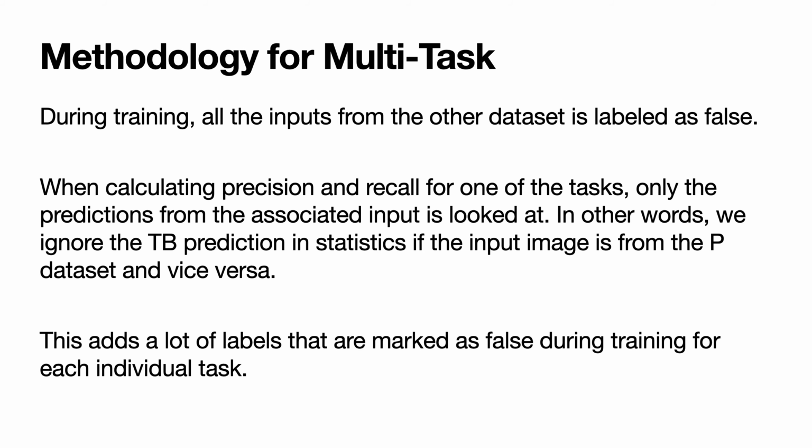Methodology for multitask. During training, all the inputs from the other data sets are labeled as false. So when calculating precision and recall for one of the tasks, only the predictions associated with the input are looked at. In other words, we ignore TB predictions in the statistics if the input image is from the pneumonia data set, and vice versa. This adds a lot of labels that are marked as false during training.